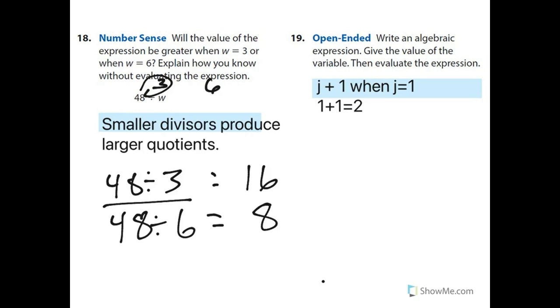Haha, I did a stinking easy one, didn't I? J plus 1 when j equals 1, so 1 plus 1 is 2. You could have done something that easy. Hopefully you did something easy for yourself.